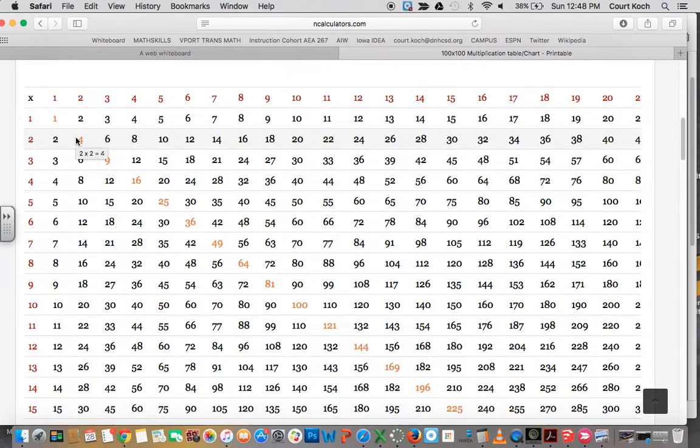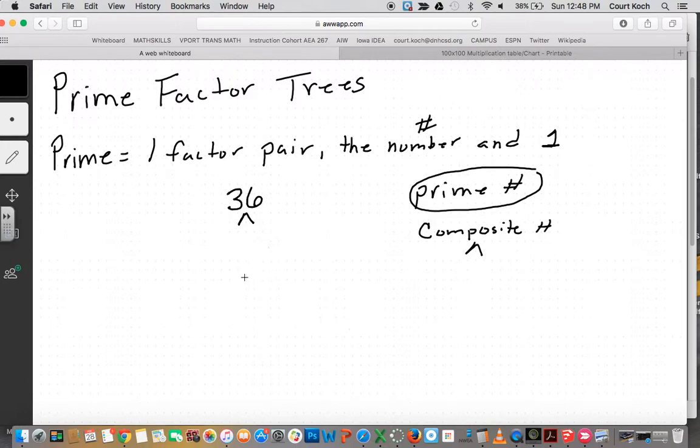So I'm going to look at 2's. 2 times anything, 36, and I see 36 right here. So what two numbers make 36? I can hover over it and it tells me 2 times 18 is 36. So I'm going to go back and write 2 times 18 equals 36. In our room we have a prime composite chart. 2 is a prime number, so prime numbers get circled. 18 is composite, so it gets another caret, another branch of the tree.